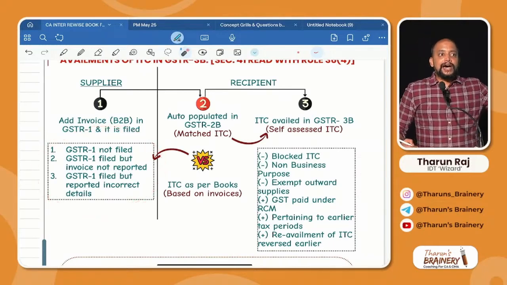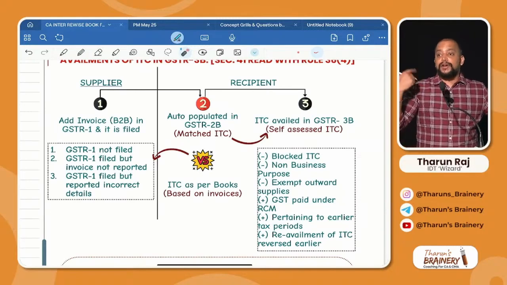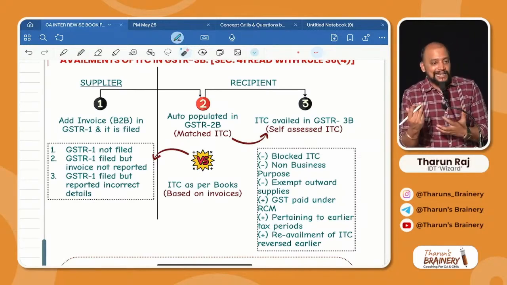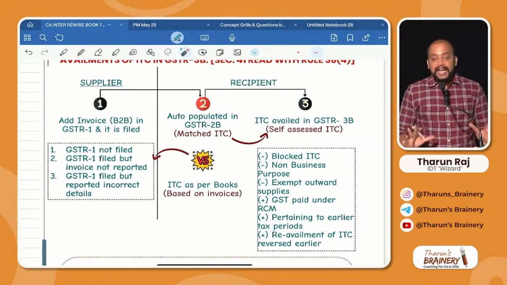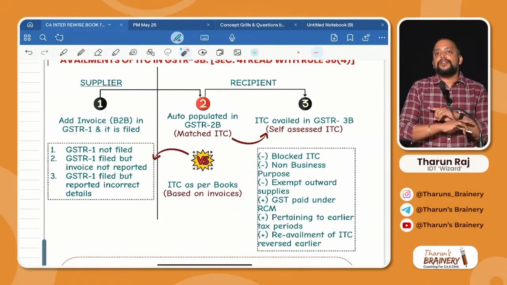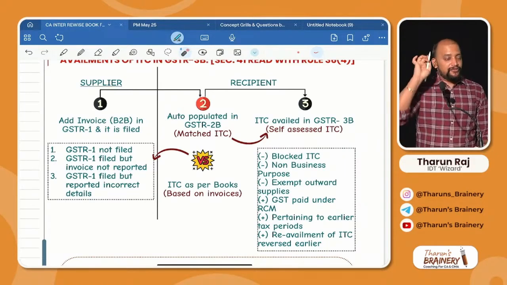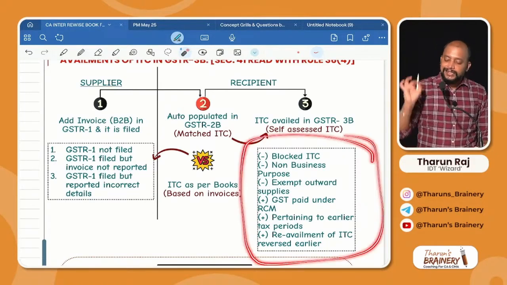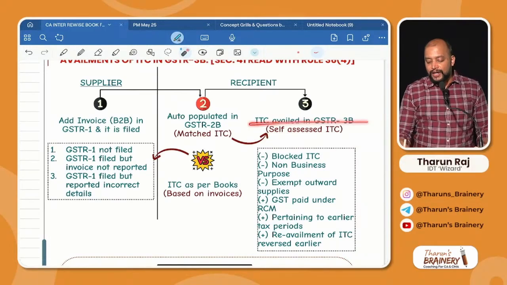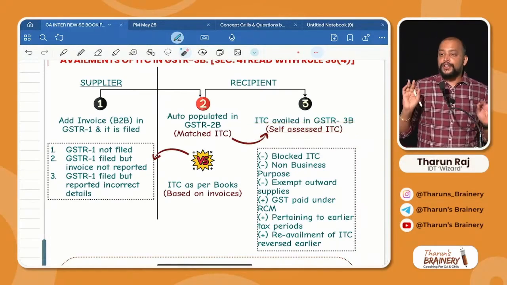GSTR1 not filed, or GSTR1 filed but invoice missed, or GSTR1 filed, invoice also reported but incorrect details are there in the invoice. But can we take ITC as per books? Never. ITC as per books is of no use. We need to take ITC only as per 2B, and for that also we need to make these 6 adjustments, then only it will be called ITC as per 3B. Are you getting this? Clear? What are those 6 adjustments?